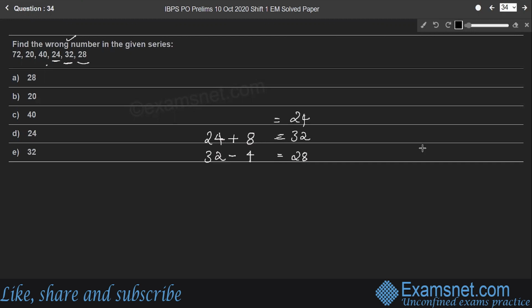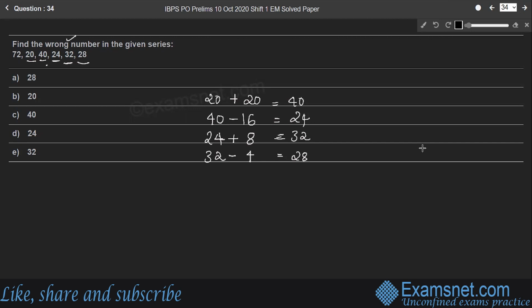Consider 24, the third number from the last, and its previous number 40. Therefore, a number should be subtracted from 40 to get 24. That number is 16 here, right? Consider 40 and its previous number 20. Yes, the previous number is 20. Therefore, a number should be added to 20 to get 40. That number is 20, right?